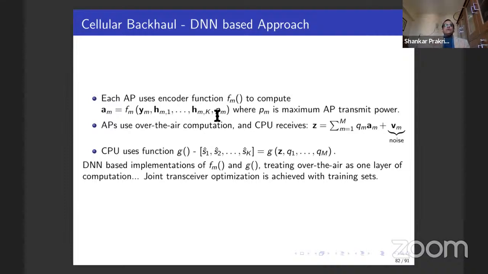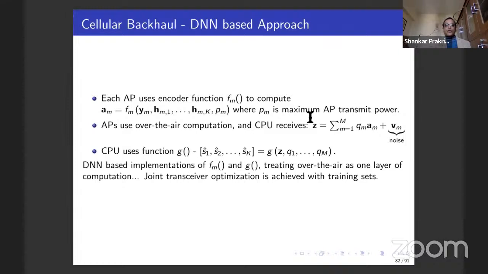Obviously, we're talking about functions here because I'm going to use deep learning techniques to fine-tune my function. For each user, for each access point, each access point uses an FM function, which is optimized, and then you generate an AM. Then all these AMs that are computed, you take a weighted combination of them. They're all going to transmit concurrently using various powers QM, and therefore, at the CPU, what you receive by over-the-air computation is a weighted sum.